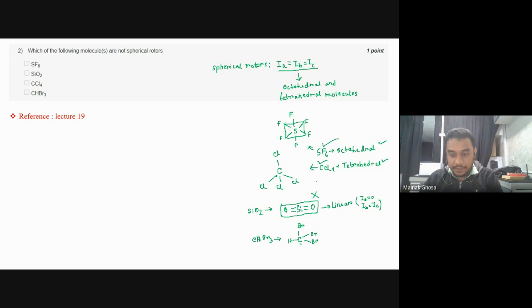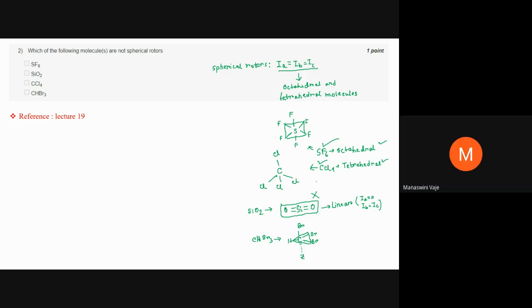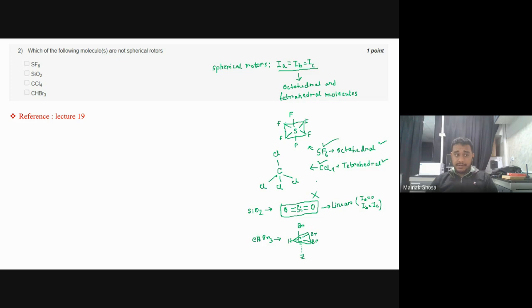Suppose I have some bond here. Suppose I have some Z kind of thing. Then it will form a structure. You know what this geometry is? Trigonal bipyramid, or trigonal bipyramidal geometry. This will be seen when you have only 5 bonds.